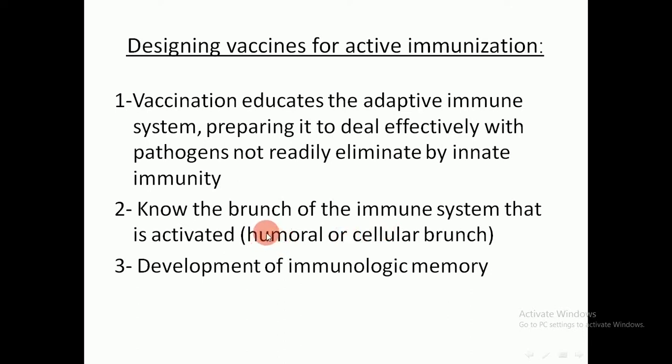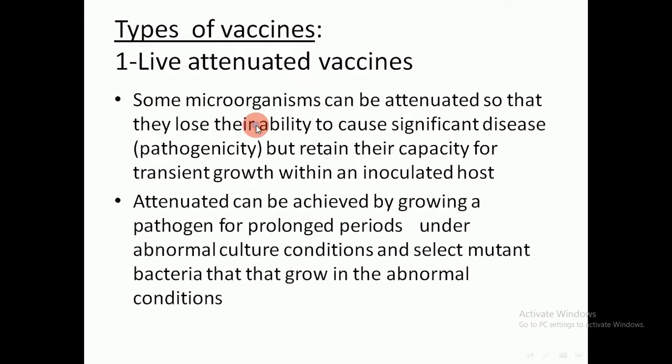So if the pathogen stimulates the humoral immunity, I design a vaccine that stimulates the humoral immune response. While if the pathogen stimulates cell-mediated immunity, I design a vaccine that stimulates the cell-mediated immunity, and not vice versa. And in my vaccine, I must design a vaccine that induces immunologic memory. A vaccine without immunologic memory is of no benefit. So these three factors must be kept in mind in order to design a vaccine for active immunization.